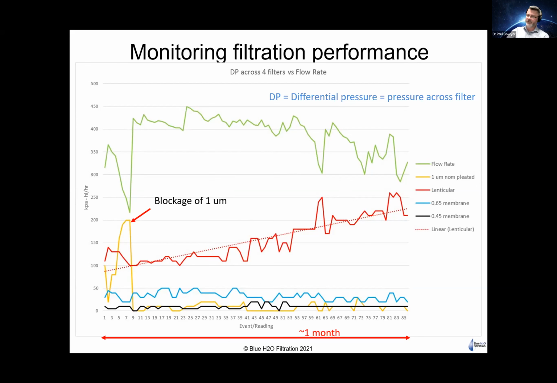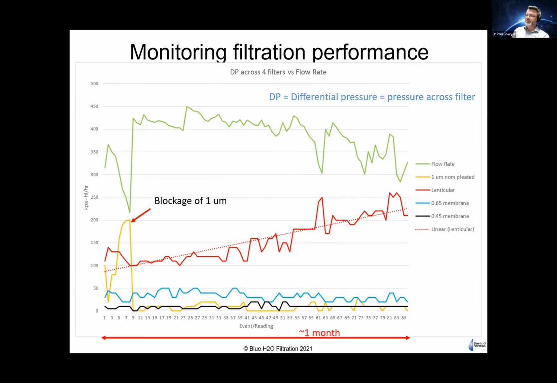The yellow one you can see blocked early in that month. There was something that came through the line. In this case, I think it was diatomaceous earth that blocked up that filter. Consequently, flow rate dropped, which is the green at the top. So that yellow 1 micron stage 1 filter was changed out, and the pressure drops when the new filter's put in, of course.